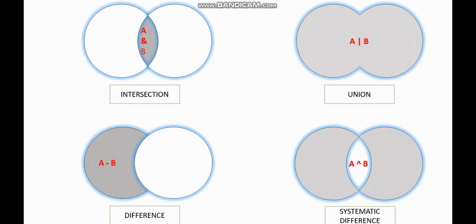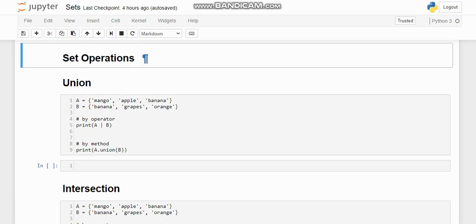that intersection is the common values between A and B, union is all the values of A and B, and difference is the values which are present only in A, but the values which are present in B and the values common between A and B will be excluded. And symmetric difference is the values which are present in A and the values which are present in B but not present in both. Now we are going to perform these set operations through Python code.